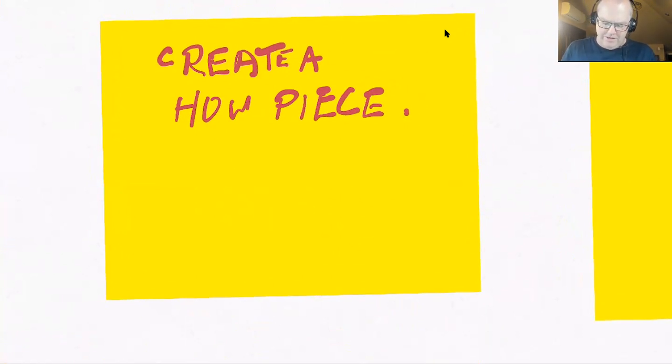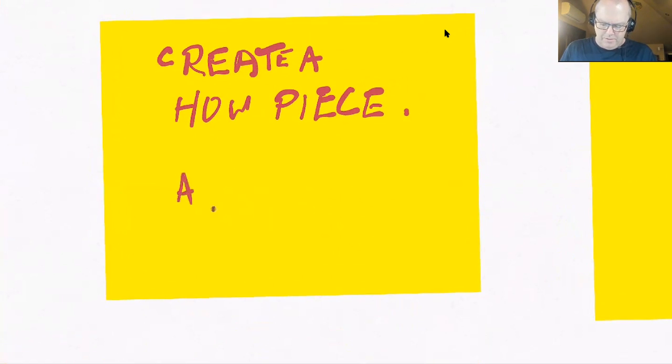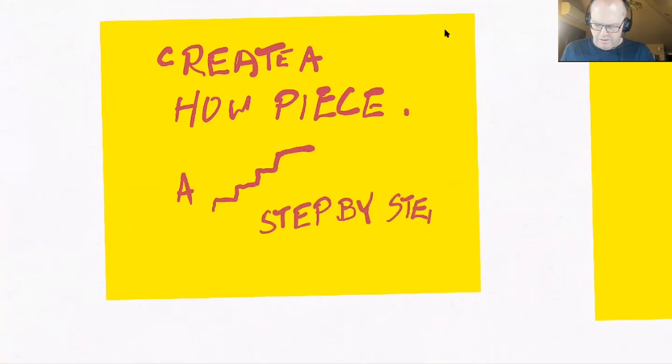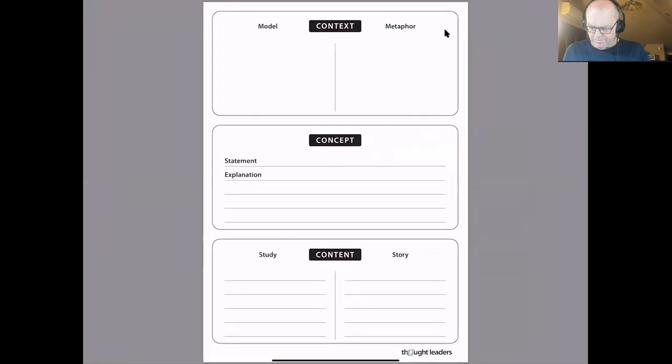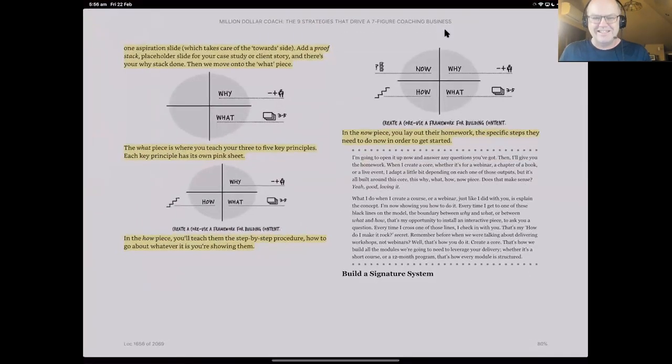Create a how piece, a step-by-step how-to. Cool. Okay, awesome. Let's keep going. Oh, spoiler alert. There was the pink sheet, if you're quick.